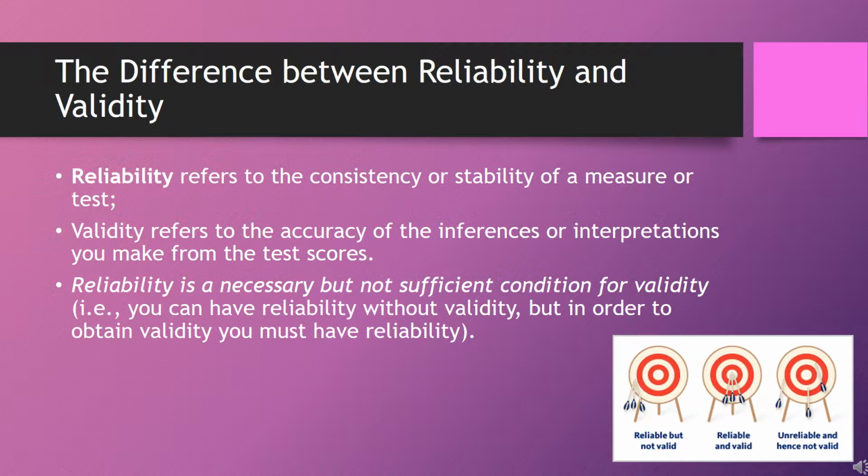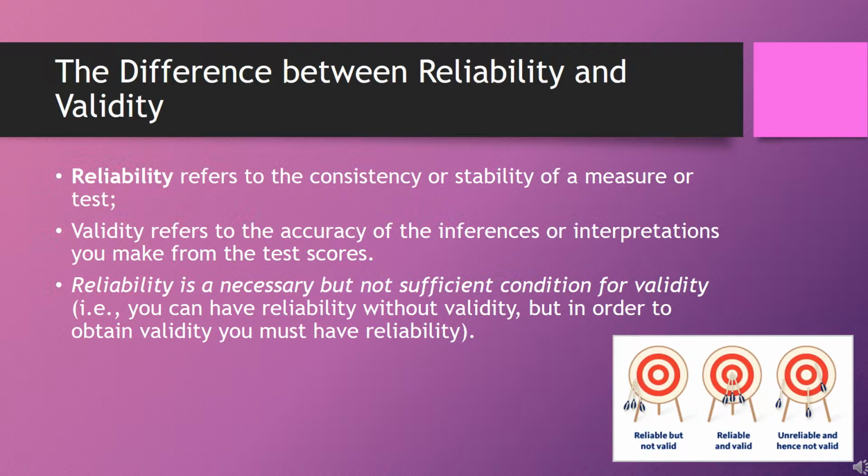So let's say we utilize a bull's eye to better understand reliability and validity. If I throw darts at the bull's eye and they are far from the center of the bull's eye, but they all land in the same proximity, my aim was reliable because I consistently hit the same spot over and over again. But my aim was not accurate or valid because I failed to hit the center of the bull's eye. Thus, I can have reliability without validity.